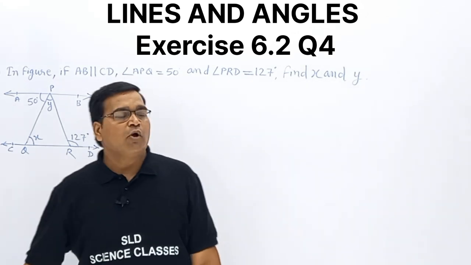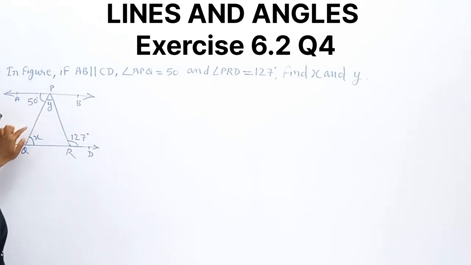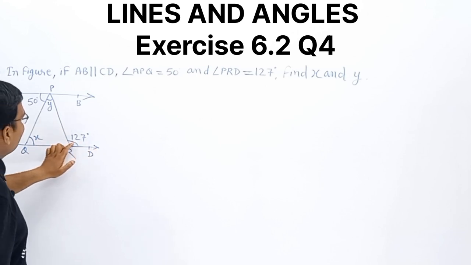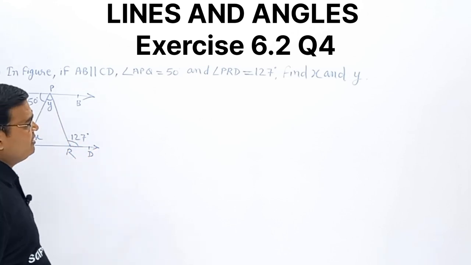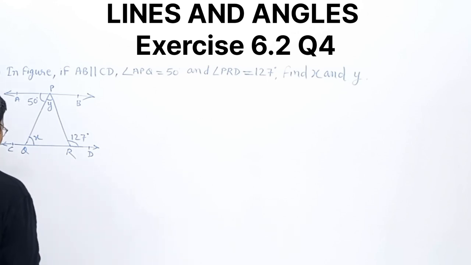In the question, what do we have? Two angles. One is this one, 50 degrees, and the other is this one, 127 degrees. Find x and y. We want to find the values of x and y. So how will we find them? Observe. First we should write the given things in this question.